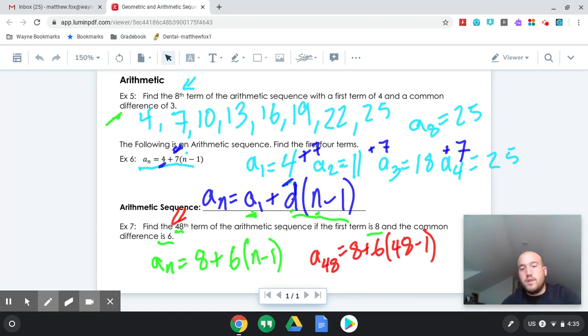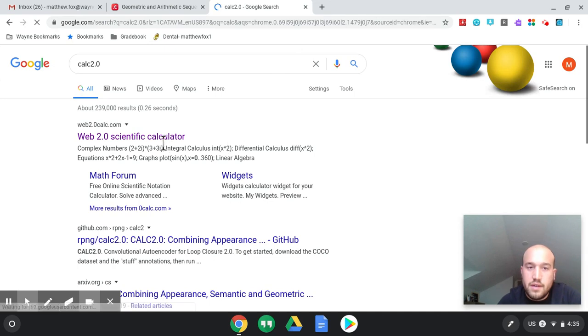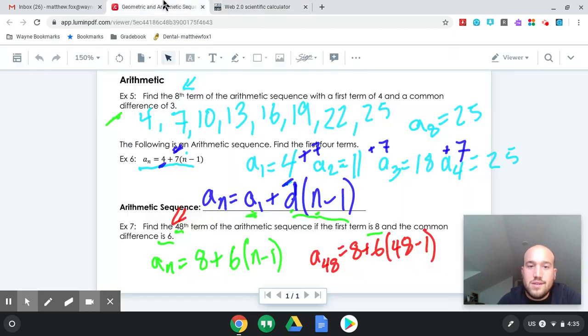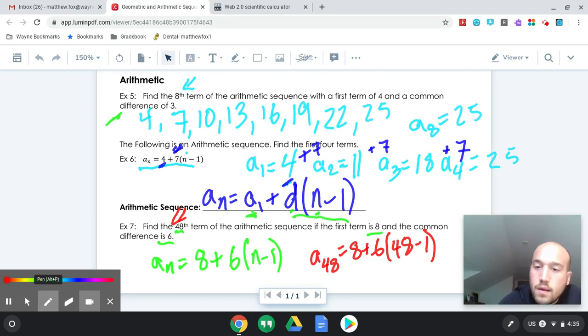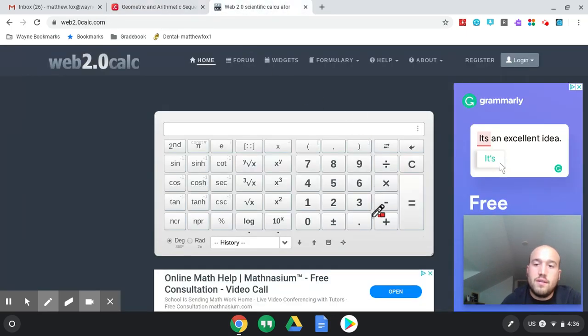Okay, now, once again, I don't expect you to necessarily know how to do all this in your head. That's fine. Go to our calculator, Calc 2.0, and this scientific calculator, very similar to what we used in class. Now, keep in mind, order of operations. We need to first, so PEMDAS, parentheses, 48 minus 1, it's going to give us a 47. So that'll become 47. Then exponents we don't have. Multiplication, so 6 times 47. We need to do that.